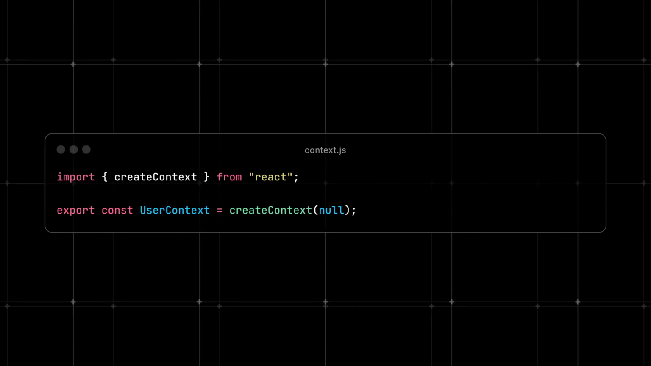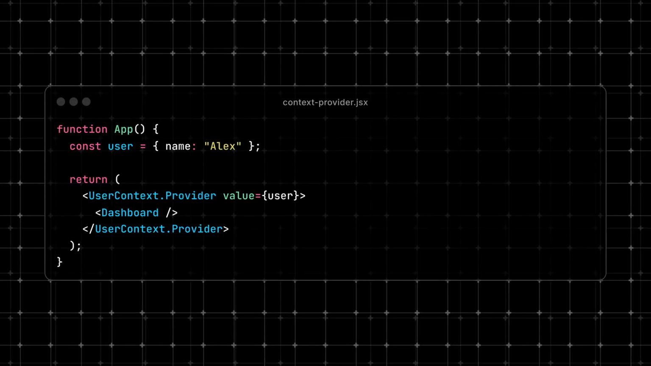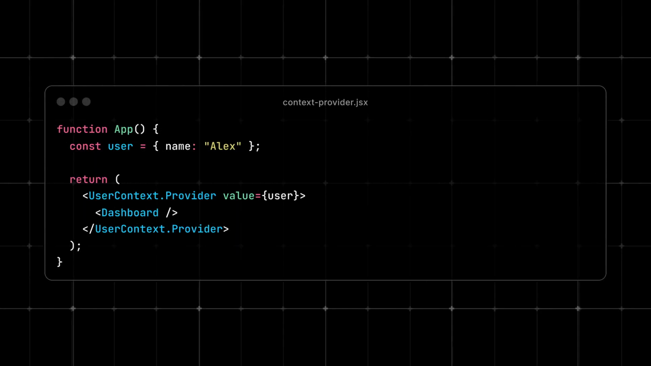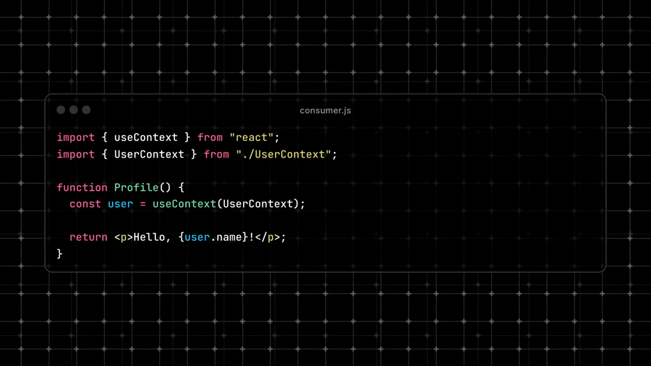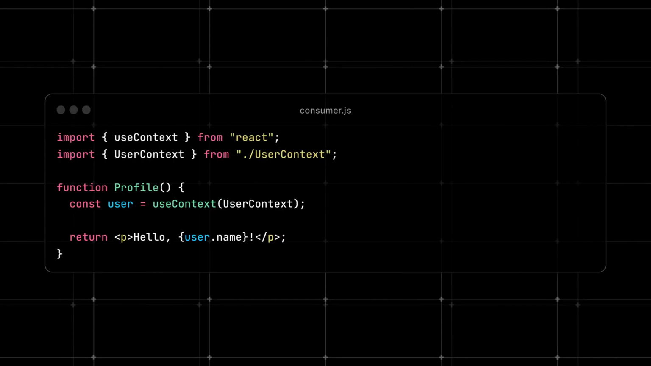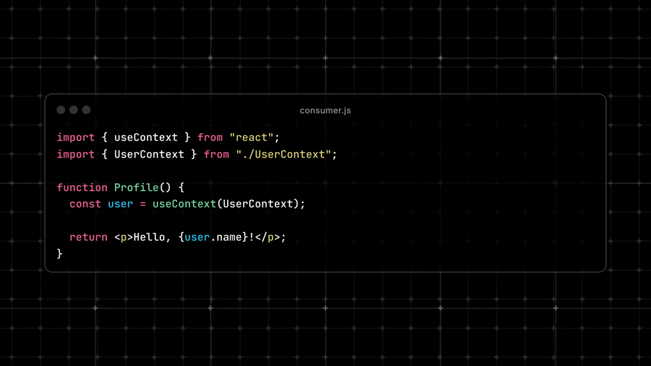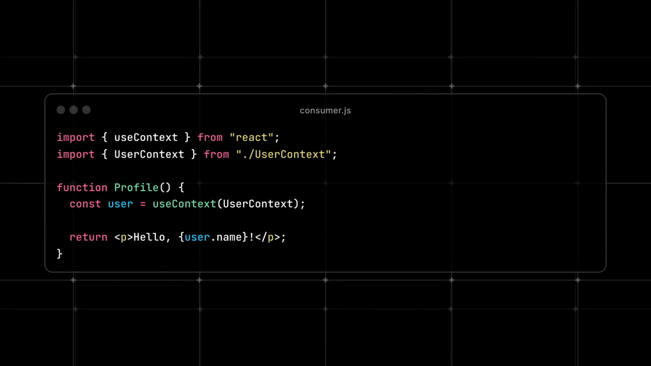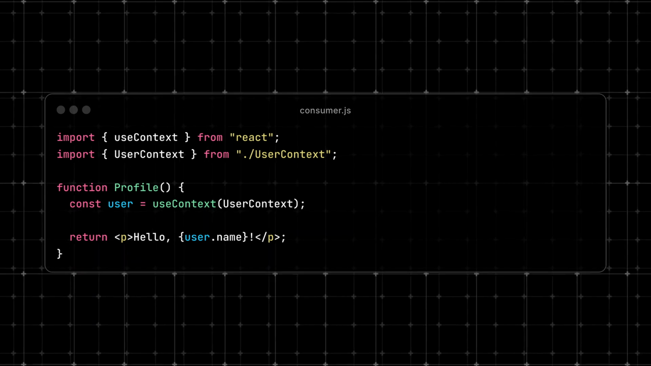Let's rewrite the previous example using context. Step 1. Create the context. Step 2. Wrap your app with the context provider and pass the values necessary to the value attribute. Step 3. Use the context values within any component as long as that component is a child of the context provider. Now, the profile component gets the user data directly. No need to pass it through dashboard.